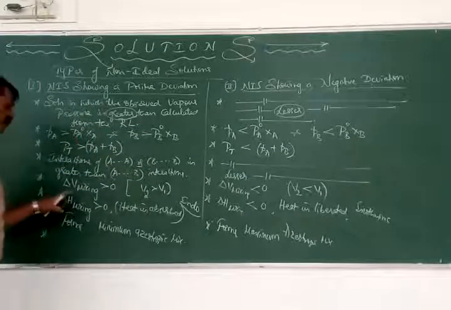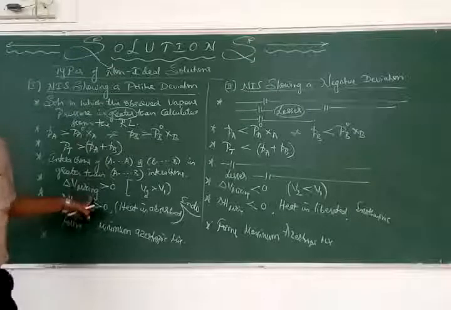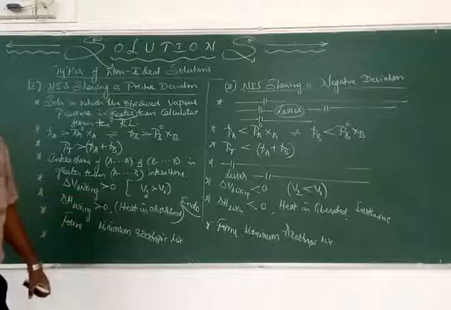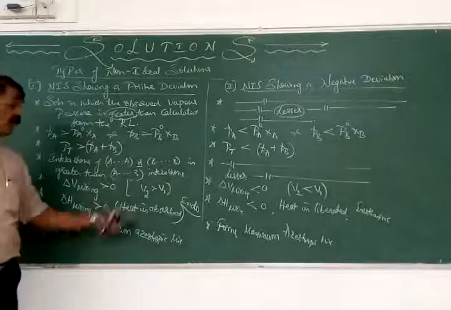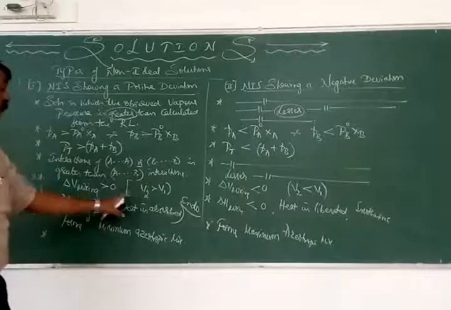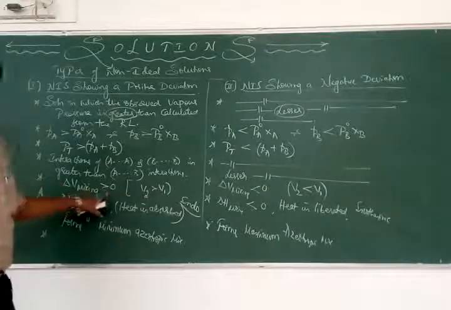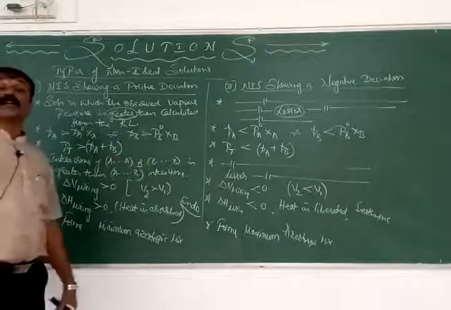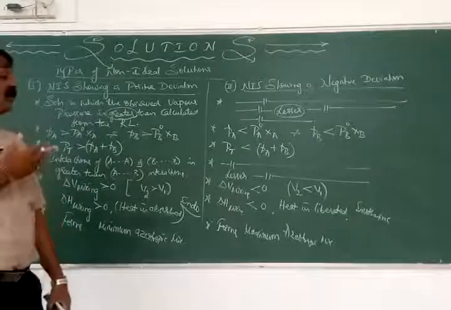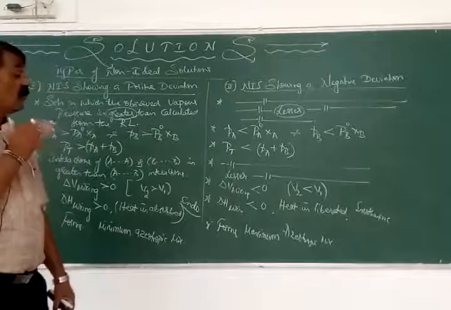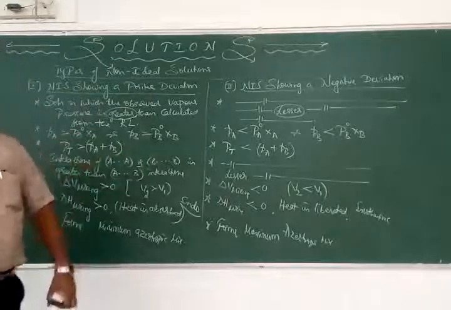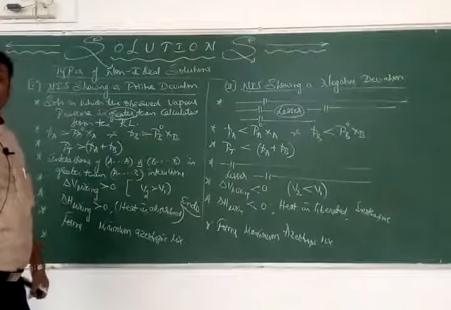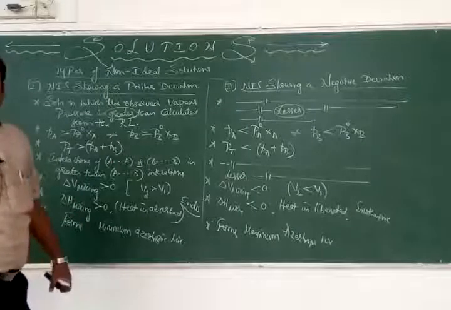Then, there is an increase in volume during the mixing of the two liquids. How to show that there is an increase in volume? The final volume must be greater than the initial volume. When V2 is greater than V1, delta V mixing is greater than 0. If the volume decreases during the mixing of the two liquids, delta V mixing is less than 0, where V2 is less than V1. That is why it is showing a negative deviation.